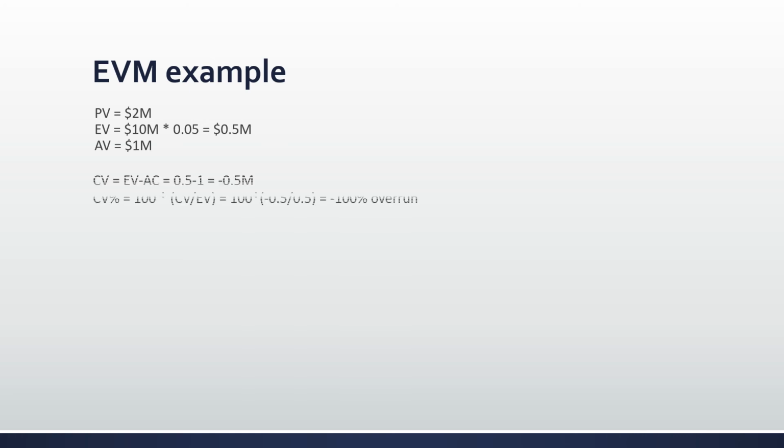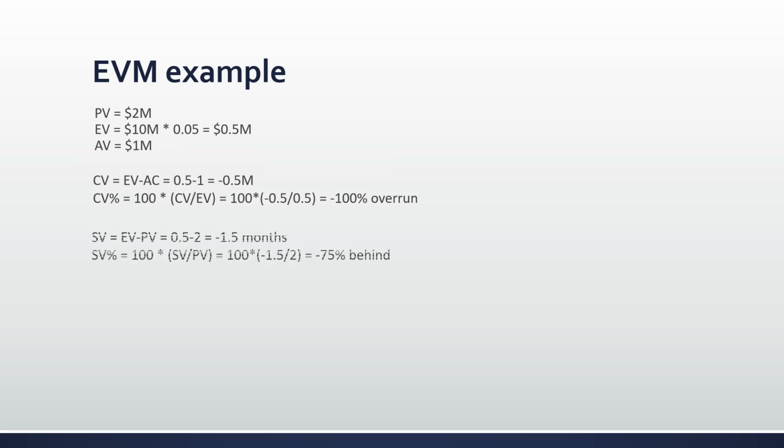All right, so let's go through that example and look at the calculations now. Start off with PV is 2 million and your EV is 10 million times 0.05, which is going to be 0.5 million or 500,000. And your AC is 1 million. So let's start doing calculations. CV equals EV minus AC. When you take the numbers, you get -0.5. And so 100% means that you are 100% overrun.